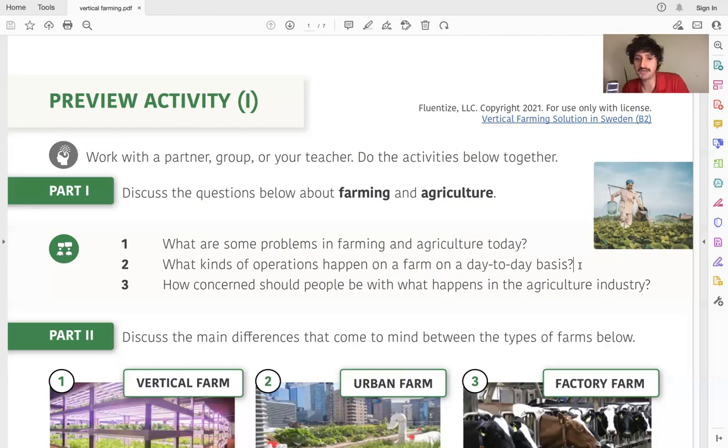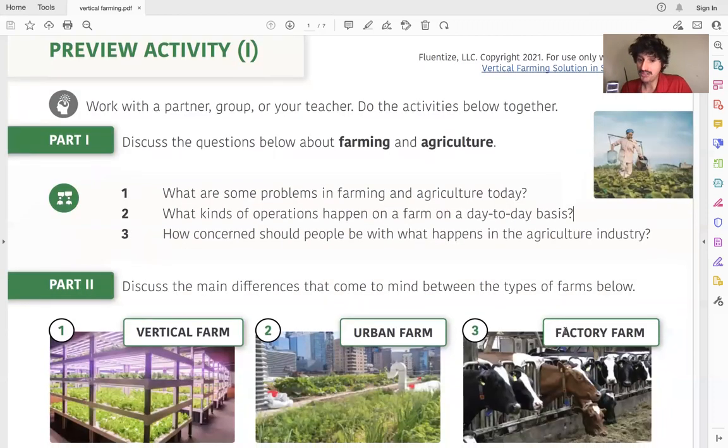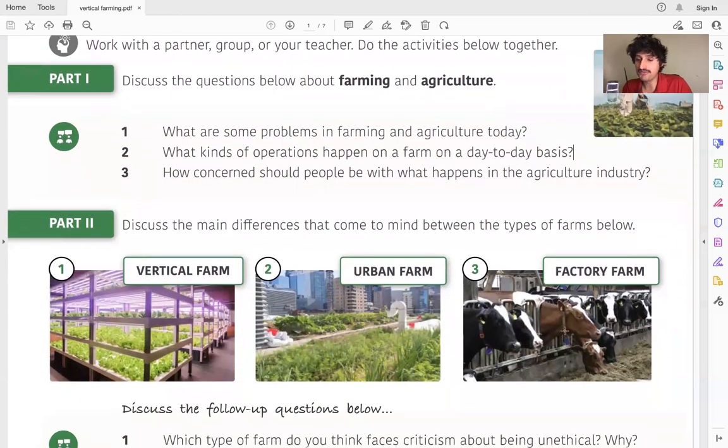How concerned should people be with what happens in the agriculture industry? How concerned, how worried? Now, I'm a little bit worried because it's our food, right? It's what keeps us alive, and there are a lot of people in the world, and we want to make sure everyone has enough food. And so with a growing population and all the challenges we have, we do need to figure this out.